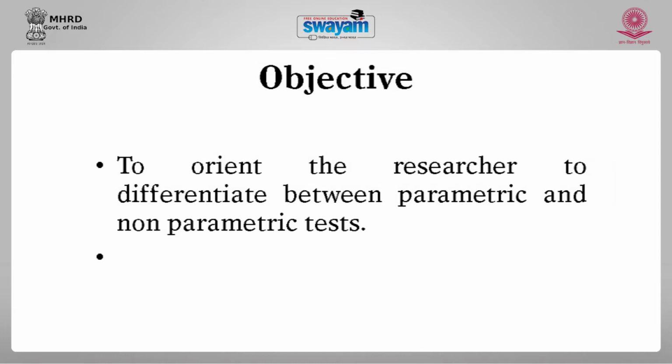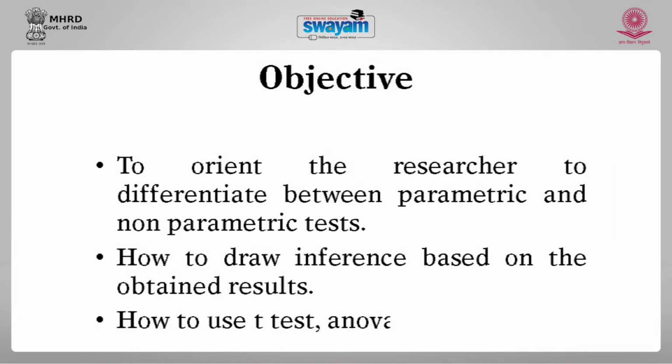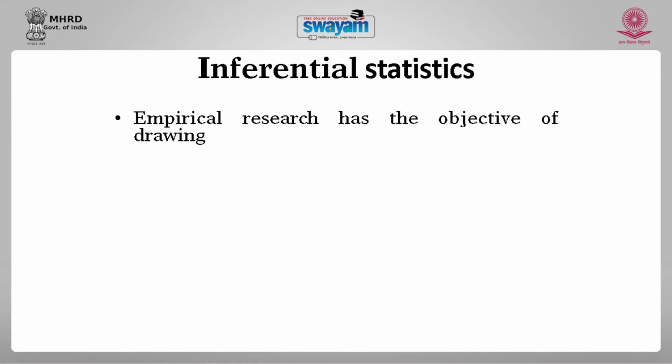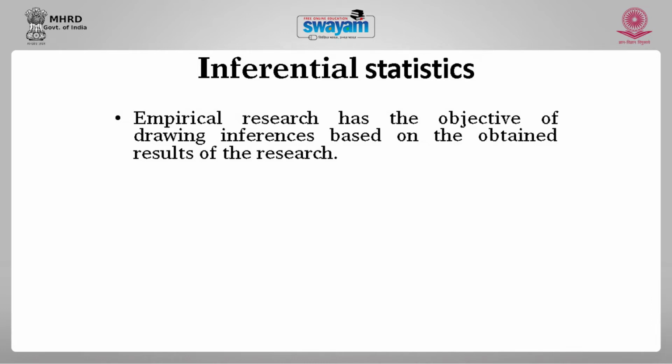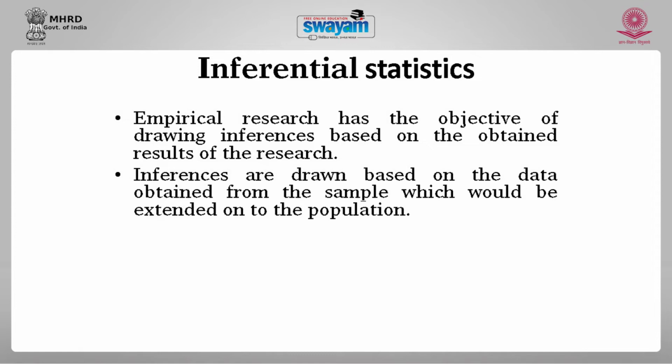Unit 1, objective of this unit: to orient the researcher to differentiate between parametric and non-parametric tests, how to draw inference based on the obtained results, and how to use t-test, ANOVA, chi-square, inferential statistics. Empirical research has the objective of drawing inferences based on the results obtained. Inferences are drawn based on the data obtained from the sample, which would be extended on to the population.